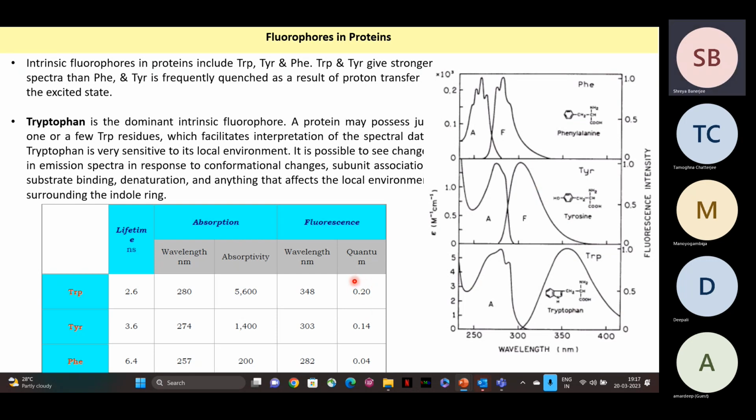If you look at this, this is the quantum yield. You can see that the quantum yield of tryptophan is 0.2, which is greater than tyrosine or phenylalanine. This basically means that the intensity of the fluorescence spectra for tryptophan is the highest, and so tryptophan is the most dominant fluorophore in proteins.